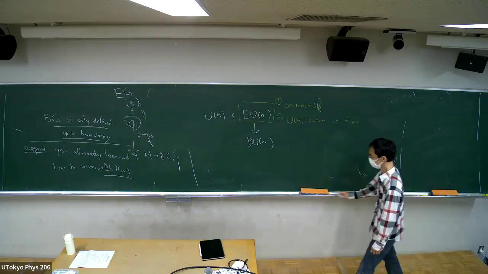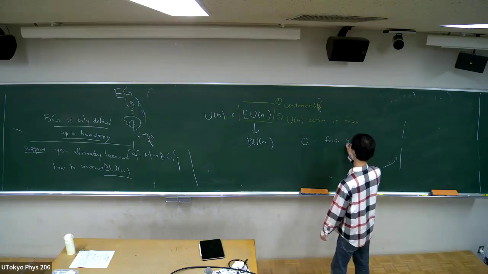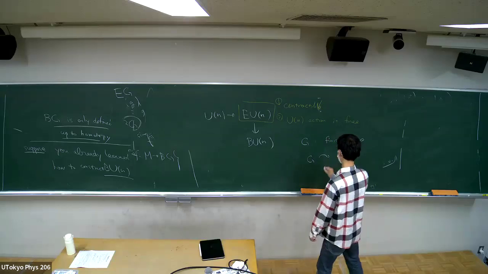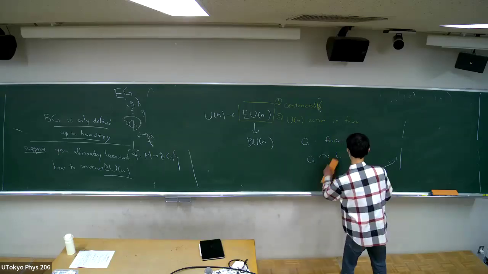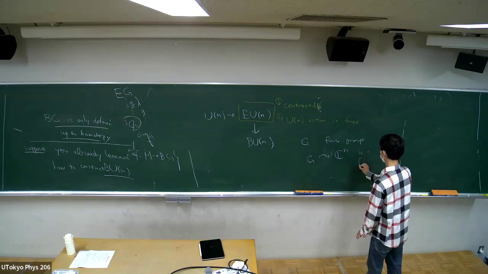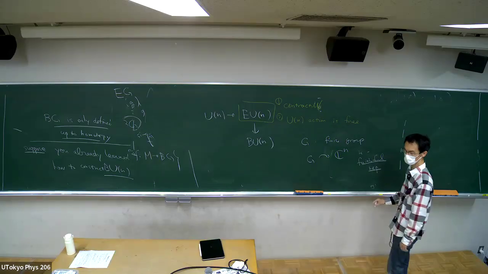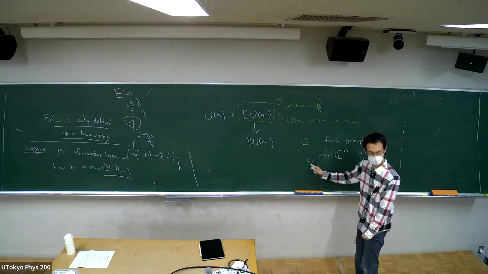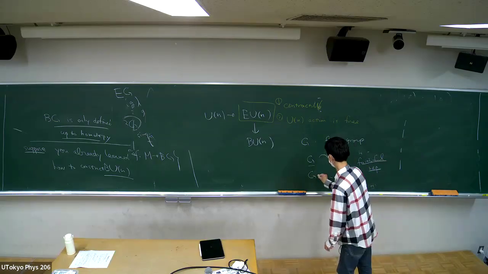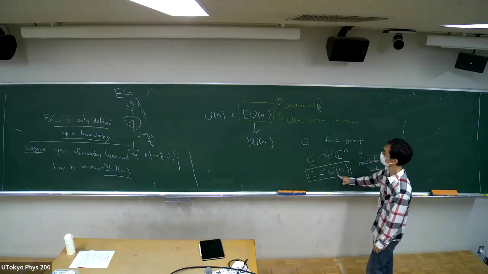Right? So let's say G is a different finite group, and G acts on Cn by a faithful representation. By faithful, I mean only the identity element fixes Cn. So this realizes G as a subgroup of UN.